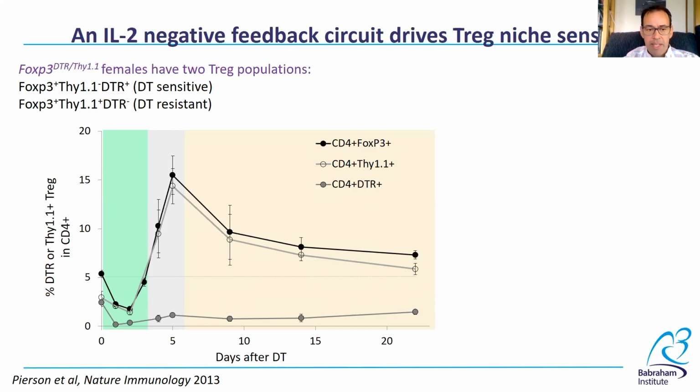And I'll get to this later, but they're increasing their proliferation, they're decreasing their apoptosis. So you have a very rapid expansion, you have an overexpansion, and then you have a very slow contraction.